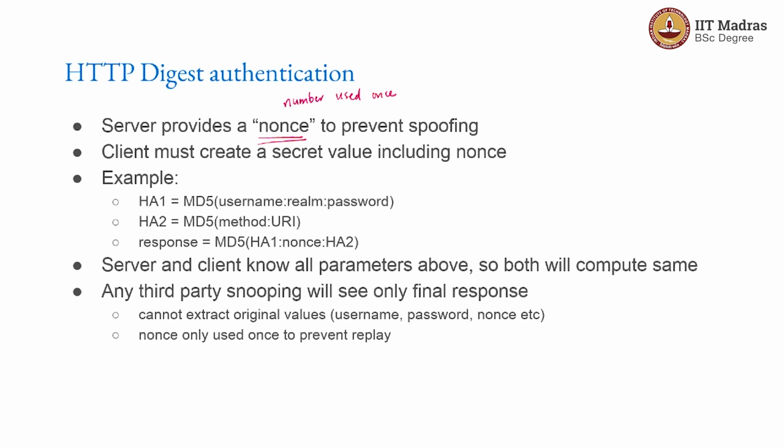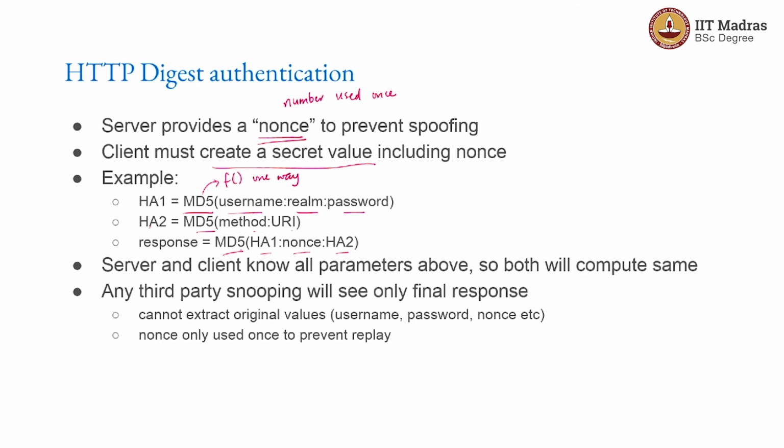The client must now prove that it has certain information with it by creating a new secret value which includes this nonce. An example of that would be that you take the username, the realm, password, and pass it through MD5, which is one of the functions. It's a one-way function that we discussed earlier. Create another HA2, which is again an MD5 function of some other string. Finally, take HA1, the nonce, HA2, add them all one after the other and create an MD5.